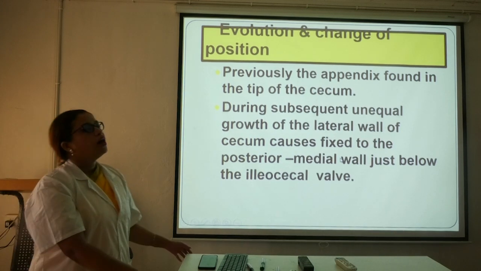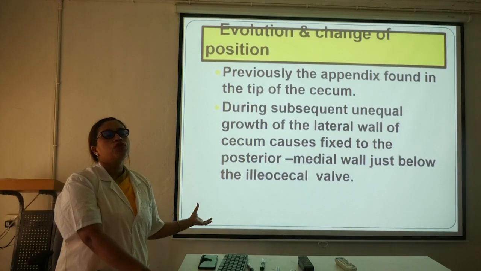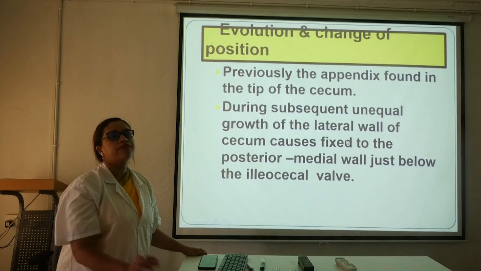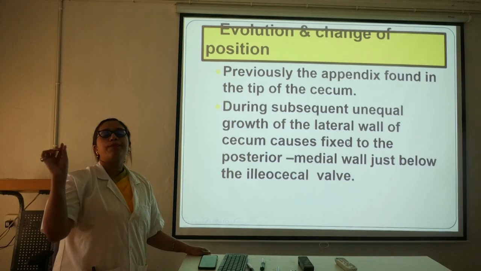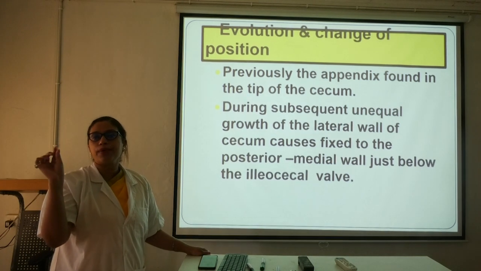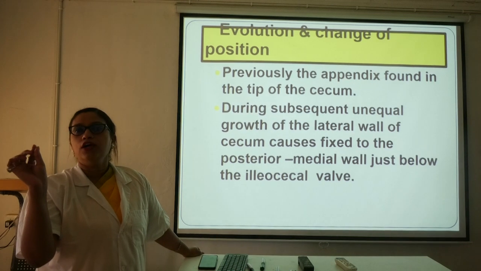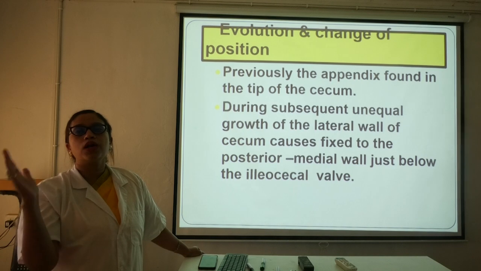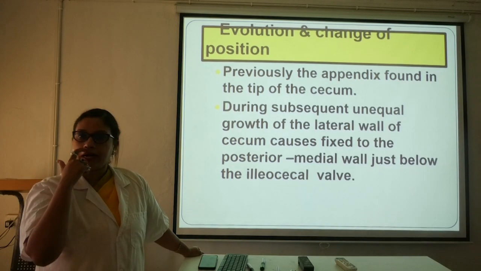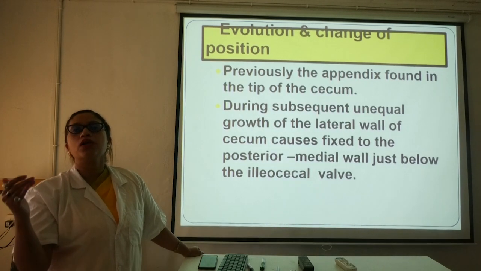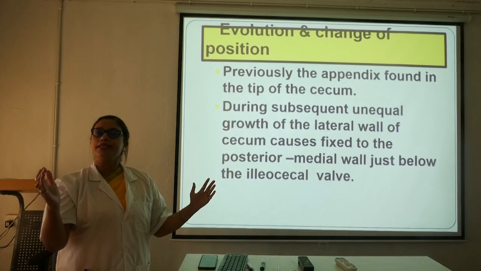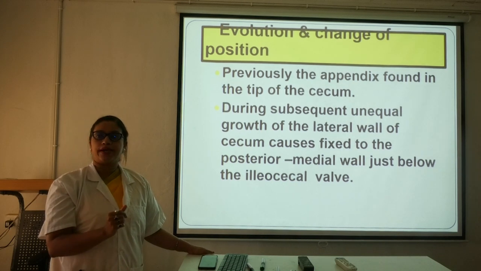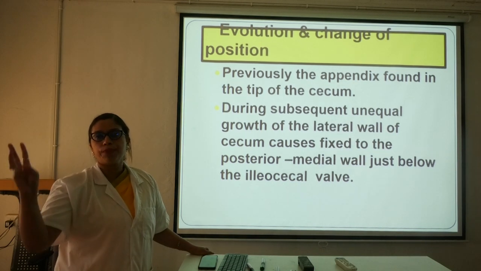Okay. So here, how is the change of evolution of both cecum and appendix? What will happen? At first I told you the tip of appendix is present where? The base of appendix is present on the cecum. Okay. So afterwards what will happen? There would be unequal growth of the lateral wall of the cecum. Understood? At that time what will happen? This appendix will go on the posteromedial side. Understood? So just write it down, 3 points.